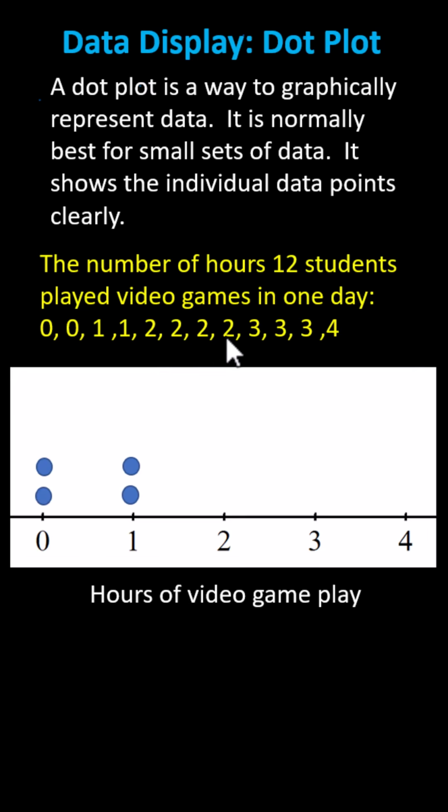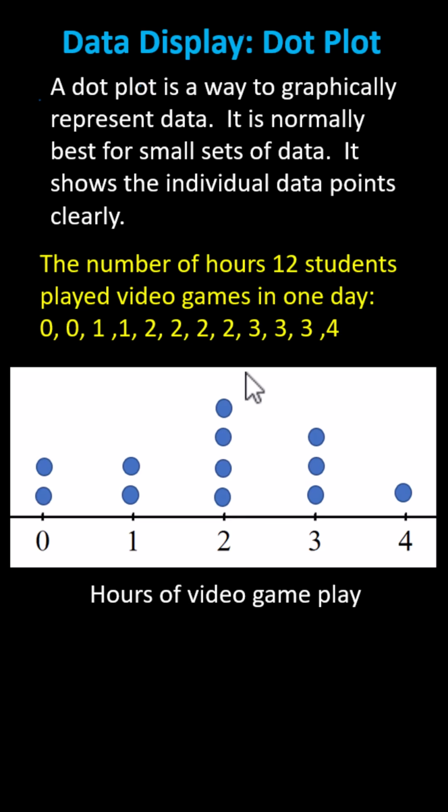Because there are four twos, we place four dots above the 2. Because there are three threes, we place three dots above the 3. And because there's one 4, we place one dot above the 4. Each data value has its own point or dot in a dot plot.